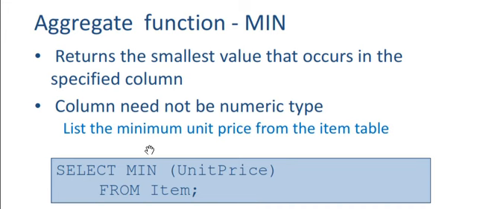I will take a small query here: list the minimum unit price from the item table. We will see how we are going to write this query. Select min of unit price. This is the column name which we need to specify. Now the DBMS is going to consider this unit price column, see what the minimum value in this column is, and return a single value as output.